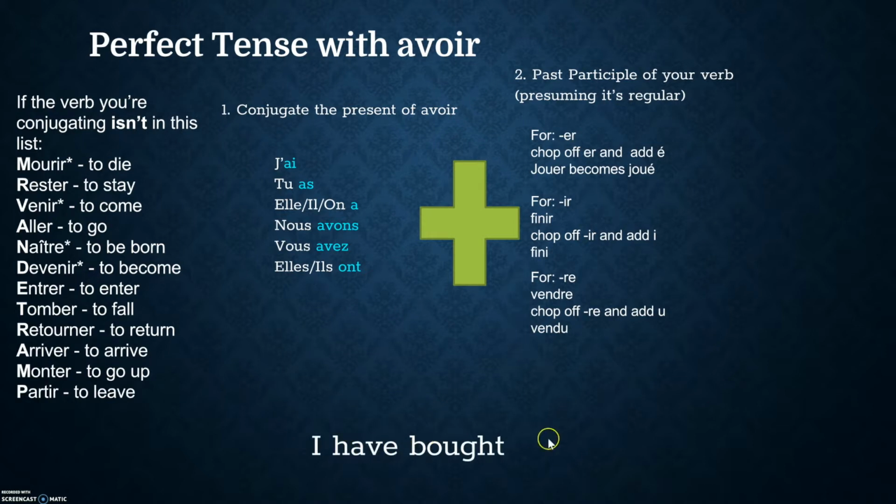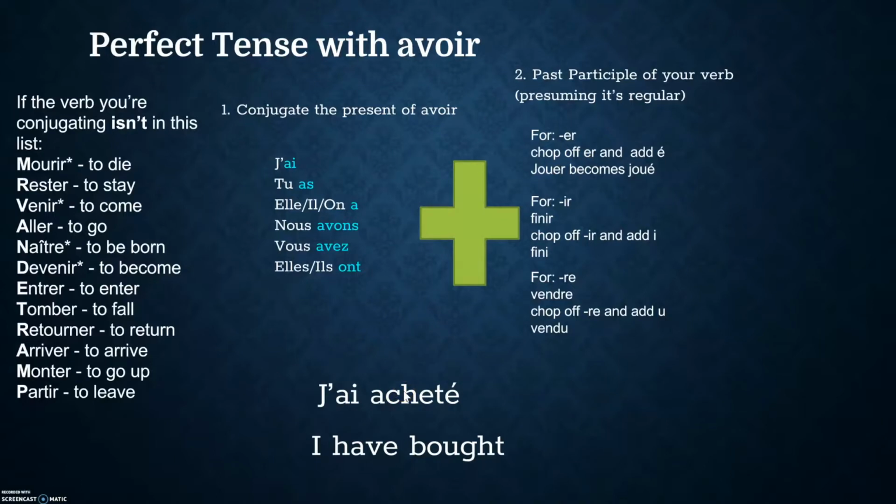If you want to say I have bought, whenever I'm translating I have bought in my mind, I ask myself, is it a Mrs. Van de Tramp verb? No, it isn't. So that means I'm going to use the present of avoir. The pronoun here is I, so I need the present of avoir in the je form, which is j'ai. So j'ai is the first half here. And then for the second half, I'm going to need the past participle. Acheter is a regular verb, and it's an ER verb, so I'm going to chop off the ER in acheter and add an E accent. So here we go. J'ai acheté.